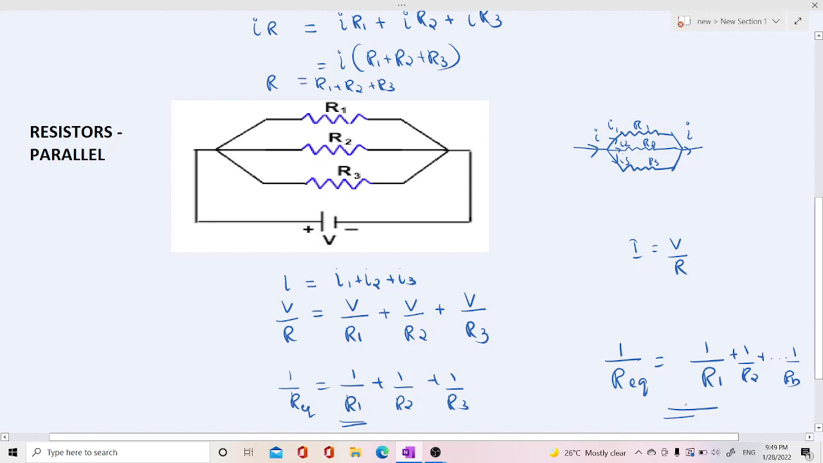So that is the combination of resistors in series and parallel.